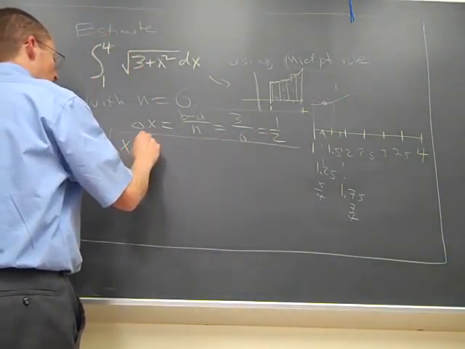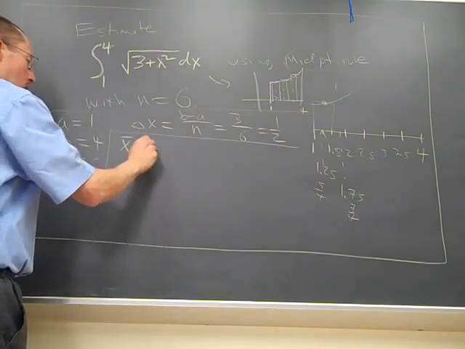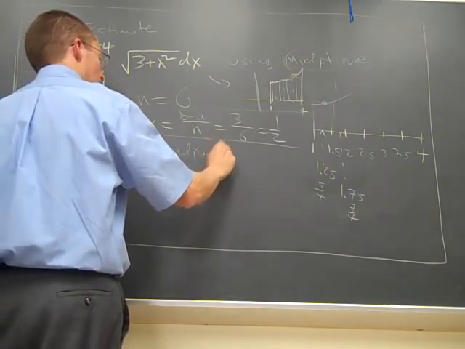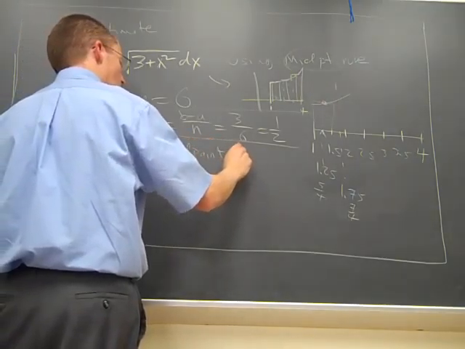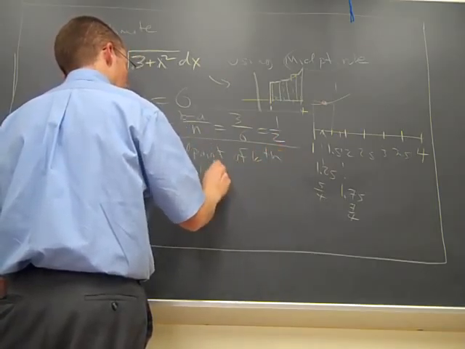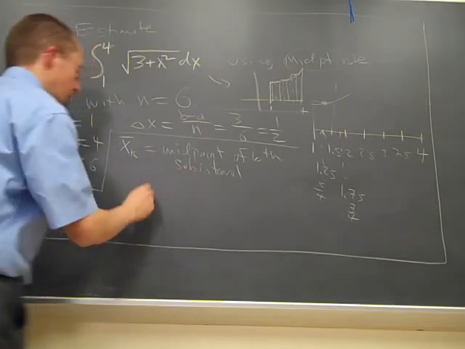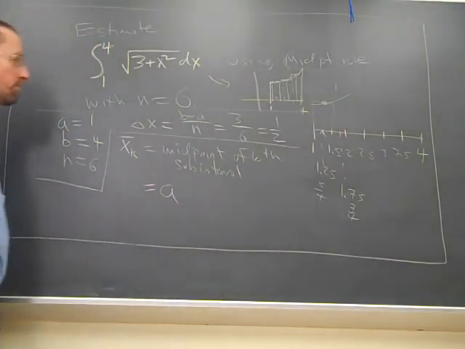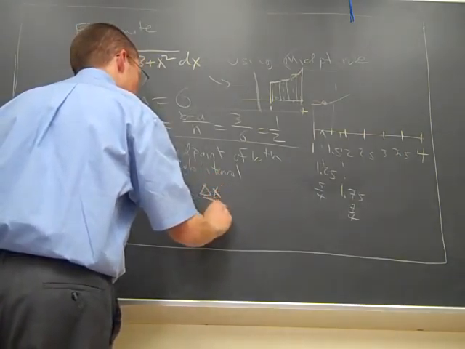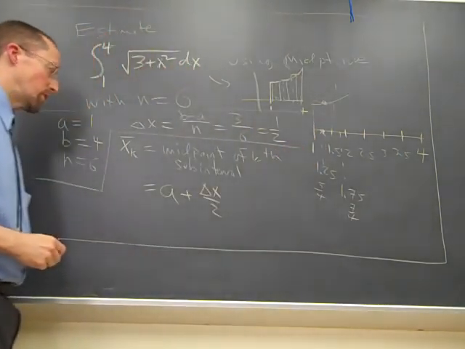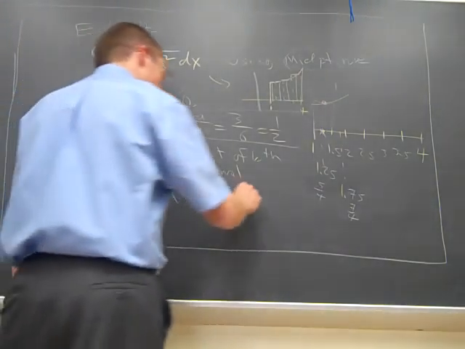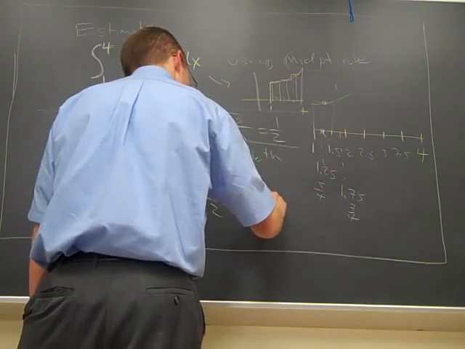Our x_k bar, that's the midpoint. That's a nice notation that suggests the midpoint of the kth subinterval. We're going to start from A, and then add in a delta x over 2 to get into that first midpoint. And then we're going to keep adding delta x's. And how many delta x's are we going to add? We're going to add k of them.